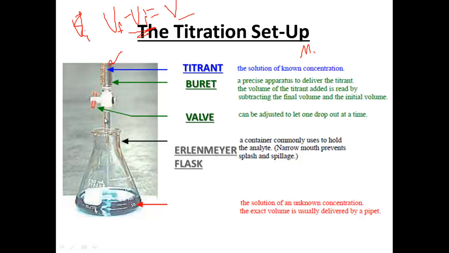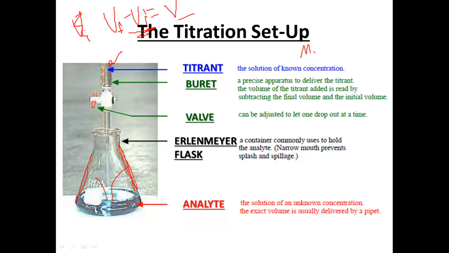The container at the bottom here is called an Erlenmeyer flask. Remember, we use this because the shape of the container allows you to swirl it and not let it slosh out and spill. Also, when drops come in here, they kind of splash, and that also helps make sure it stays in the solution inside your container.